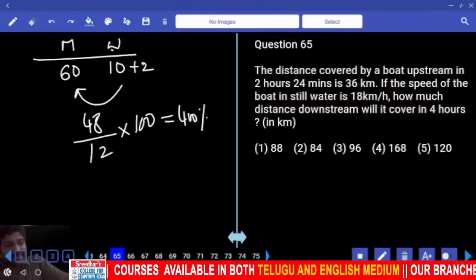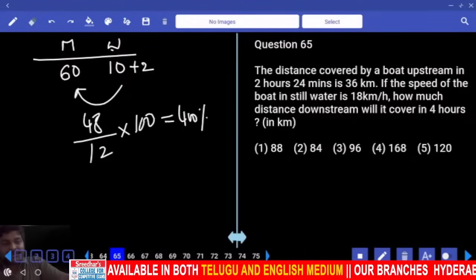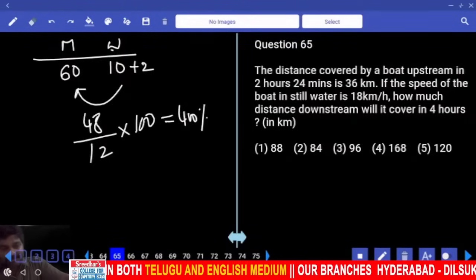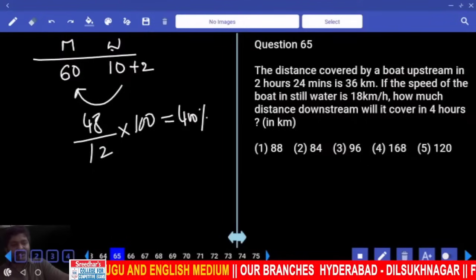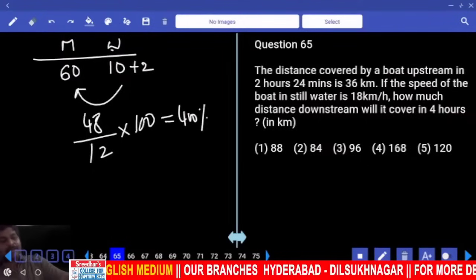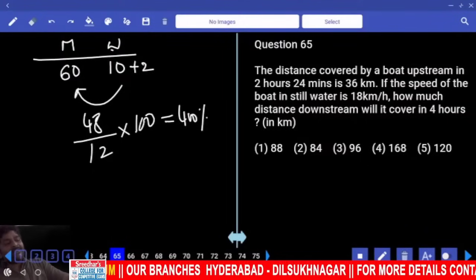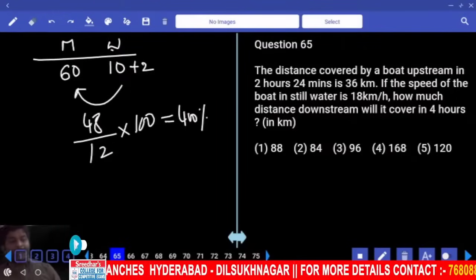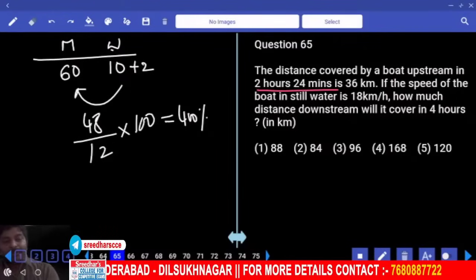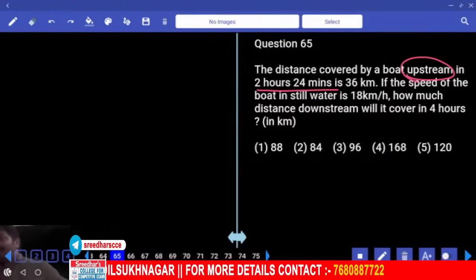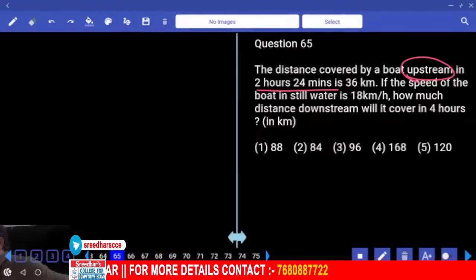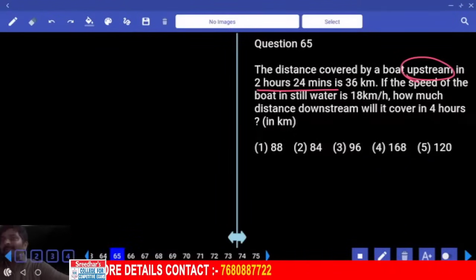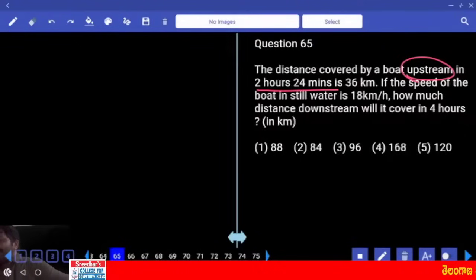The distance covered by a boat upstream in 2 hours 24 minutes is 36 kilometers. If the speed of the boat in still water is 18 kilometers per hour, how much distance downstream will it cover in 4 hours? Okay. So, to calculate upstream speed, usually you are supposed to use a formula, but instead of using the formula, we will convert it to 60 minutes.